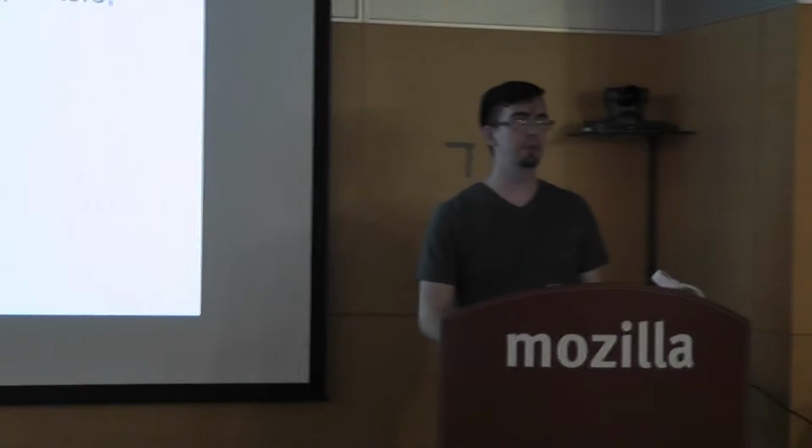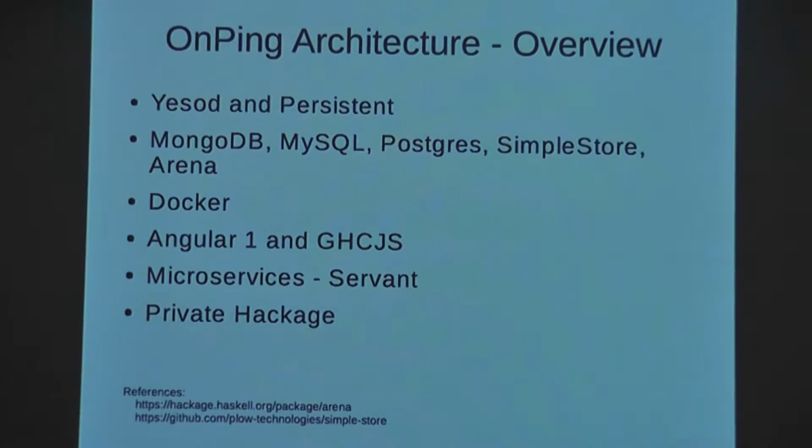So a bit of an overview of the things that we are using in OnPing. So probably on the user face, the most apparent thing is Yesod. It's a web development library. It's pretty popular, and it's paired with Persistent, which is a sort of database interface for Mongo, SQLite, MySQL, and Postgres.